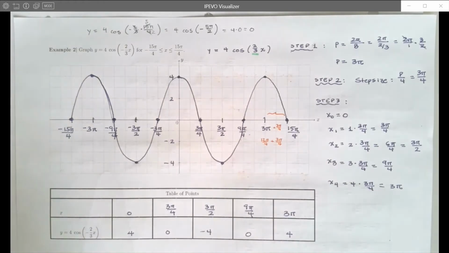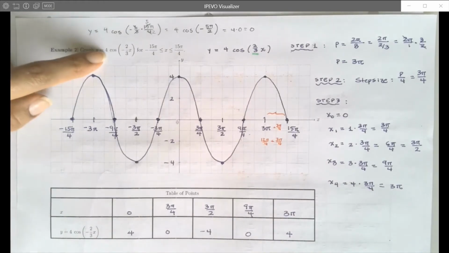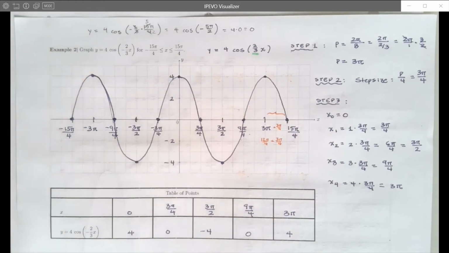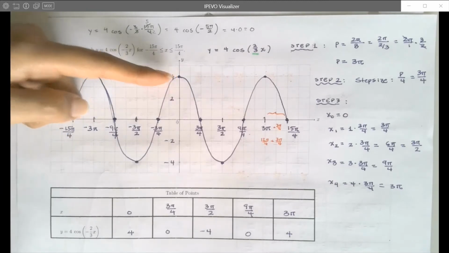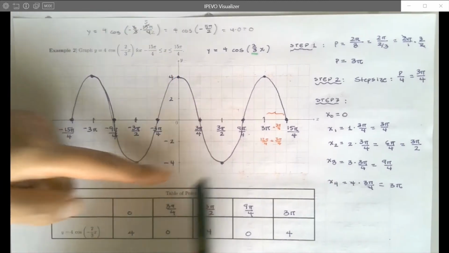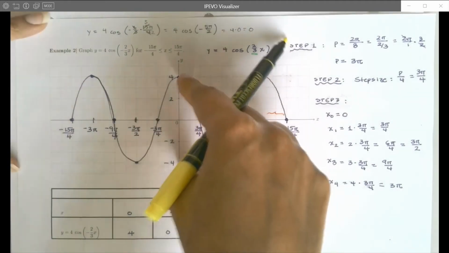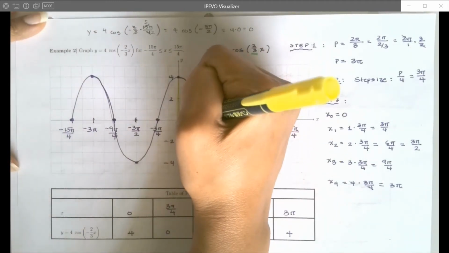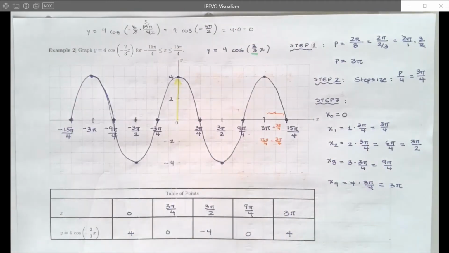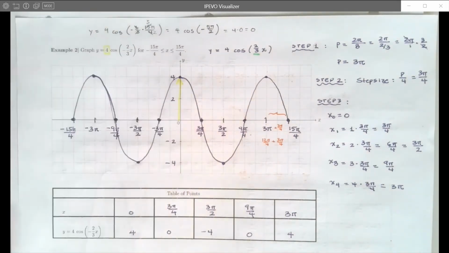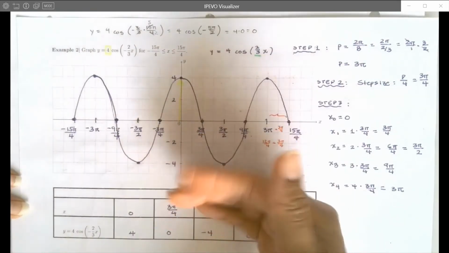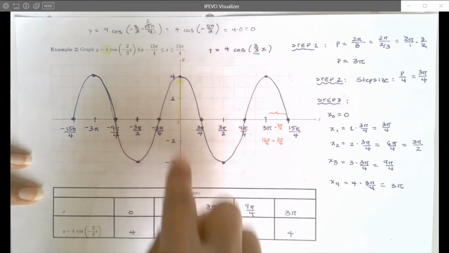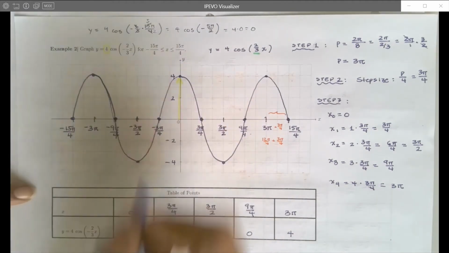Let's check the attributes now. Does it have an amplitude of 4? Well, highest value is 4, lowest value is negative 4. The distance between these is 8. Half of that is 4. So, yep, it still has that amplitude of 4 with no reflection about the x-axis, right? It started on the positive y-axis, not on the negative. So that looks good.